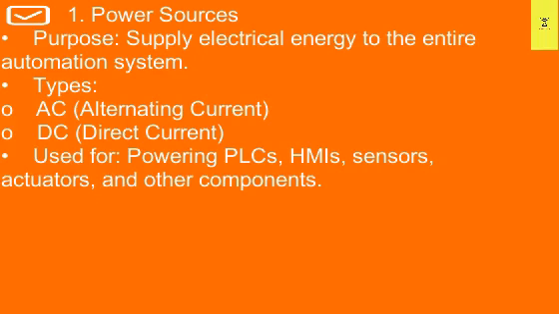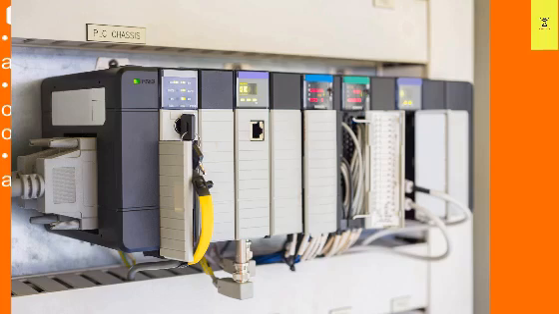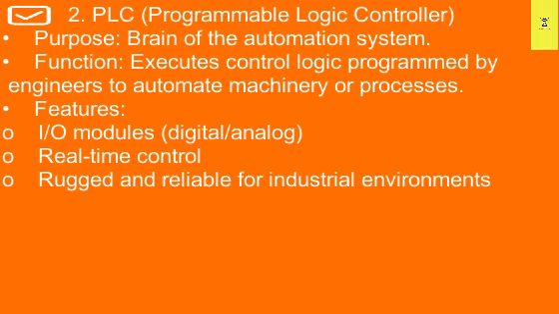The second part is PLC. The purpose of the PLC is the brain of the automation system. Its function is to execute control logic programmed by engineers to automate machinery or processes.